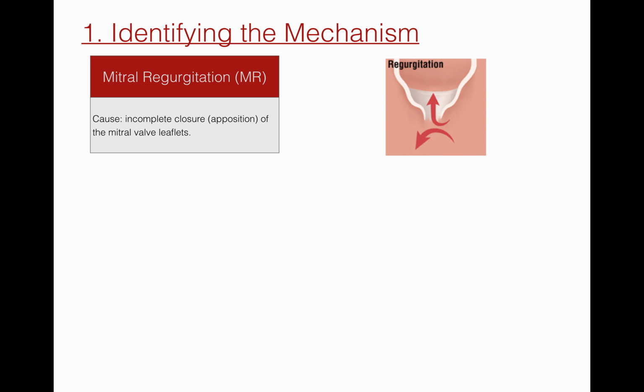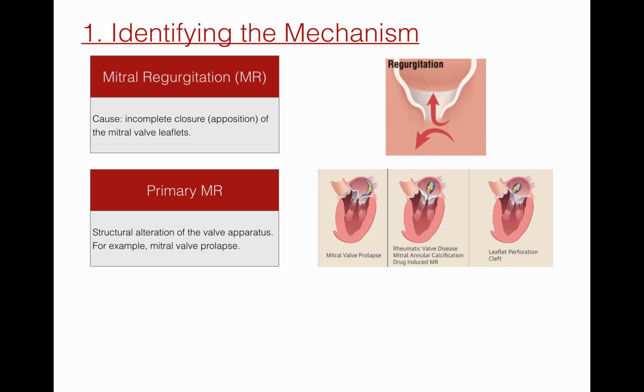As mentioned, incomplete closure of valve leaflets that results in reverse blood flow is termed regurgitation. Mitral valve regurgitation occurs when the two mitral leaflets don't coapt properly, that is, don't close properly. Primary mitral regurgitation occurs due to a structural alteration or alterations to the mitral valve apparatus. An example of this is an alteration to one or both mitral leaflets that causes prolapse and blood regurgitation.